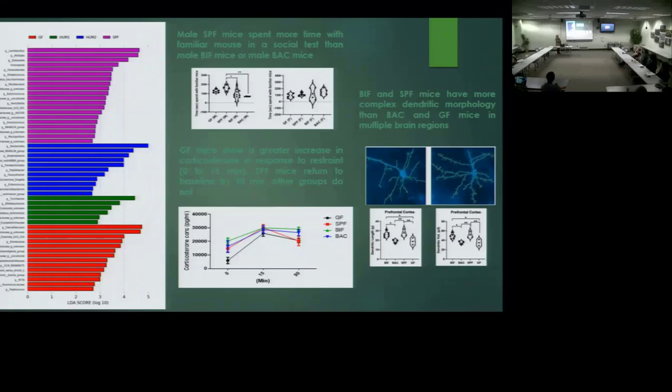Where we saw a difference between the human groups was for dendritic complexity. So both the volume and the length of the dendrites, as well as the synaptic density on the dendrites, differs such that the BIF mice are similar to SPF mice. So they don't show negative effects of being humanized, whereas the back mice and the GF mice have reduced complexity. And this is in prefrontal cortex, amygdala, hippocampus, nucleus accumbens. Looks very similar.